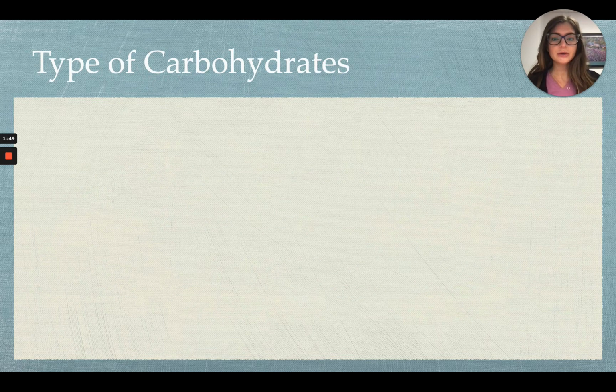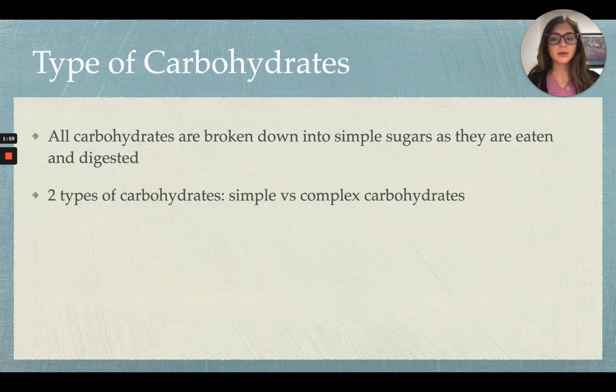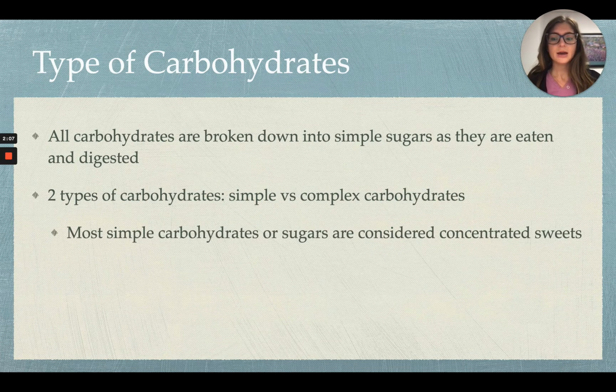So there are two different types of carbohydrates. All carbohydrates are broken down into simple sugars as they are eaten and digested by individuals. The two types of carbohydrates that we have are simple carbohydrates and complex carbohydrates. Most simple carbohydrates or sugars are going to be considered the concentrated sweets. So these would be the items that we would want to restrict on the no concentrated sweets diet.